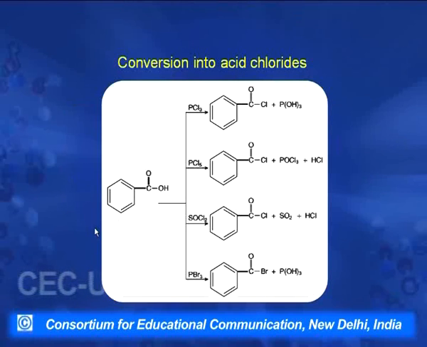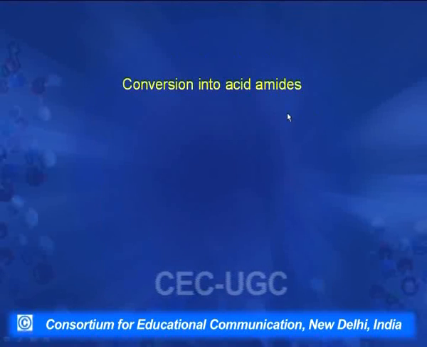The same reactions are applicable for aromatic acids also. Say for benzoic acid, if you want to prepare benzoyl chloride, we can use PCl3, PCl5 or thionyl chloride, or even if you want to prepare the bromo derivative, we can use PBr3. So preparation of acid derivatives, acid halides, can generally be carried out by treating with phosphorus halides.